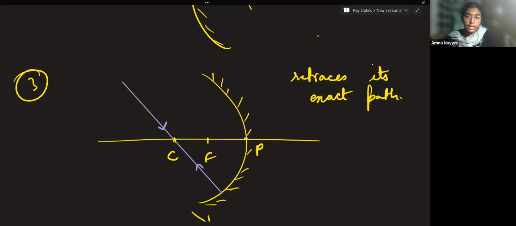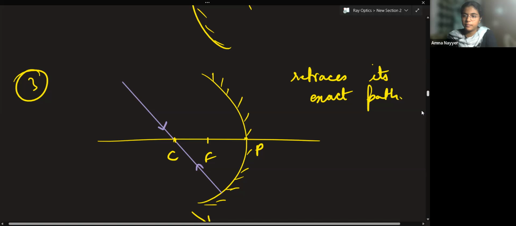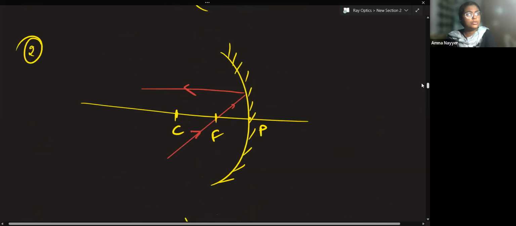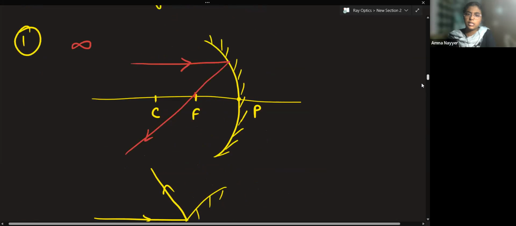If any incident ray is incident on the pole, exactly with that angle of incidence, the angle of reflection will be formed and the ray of light will pass through it. Both the laws of reflection will be obeyed. So note down this, then we'll do for concave and convex mirror both simultaneously.